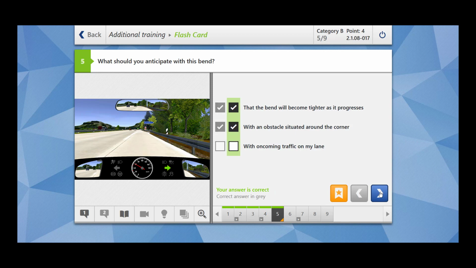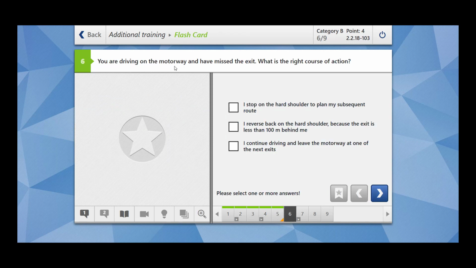Let's check our answer. Our answer is correct. Moving towards the next question. You are driving on the motorway and have missed the exit. What is the right course of action?